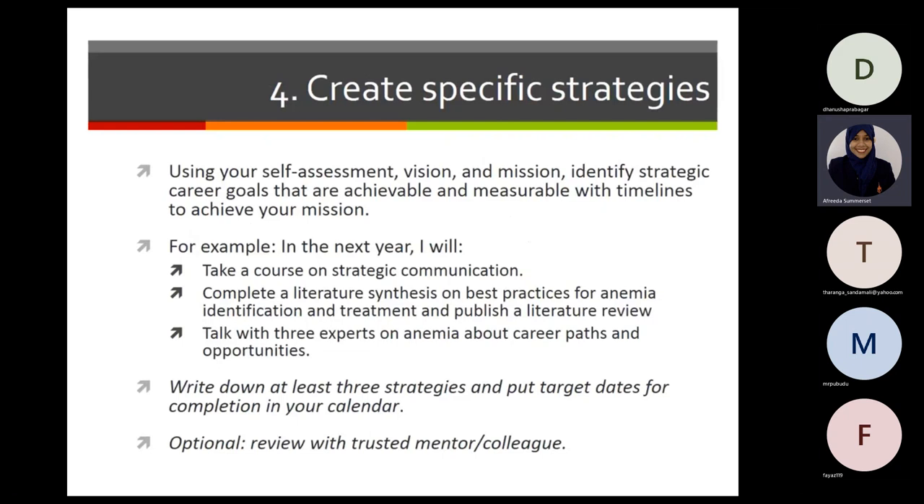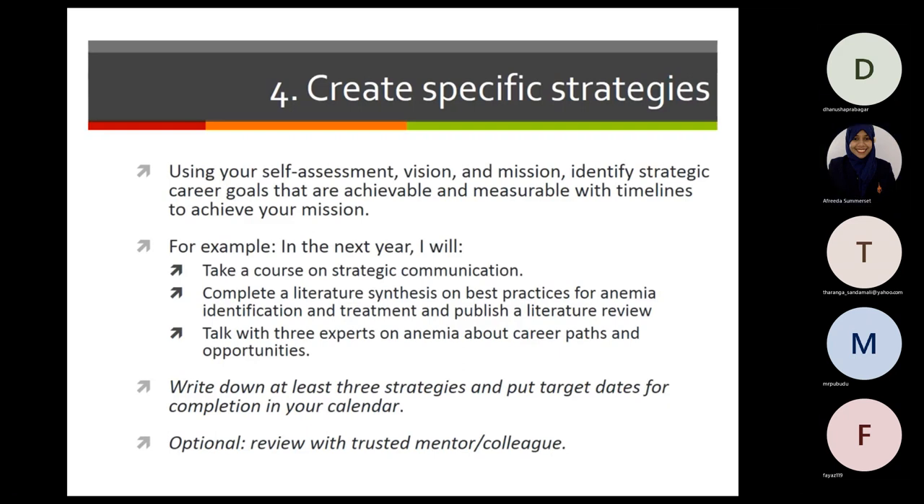Next, you can create specific strategies. So you're going to use your self-assessment and your goals, the areas that you want to grow on. You'll take a look at your vision and your mission, and you will identify some strategic career goals. You want goals that are achievable and measurable with timelines. So you have to put a deadline on these for when you will get this accomplished.